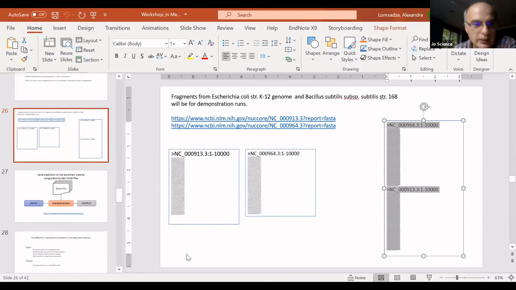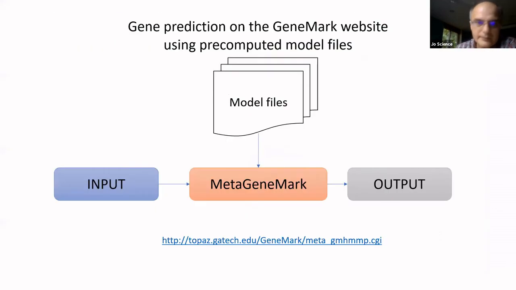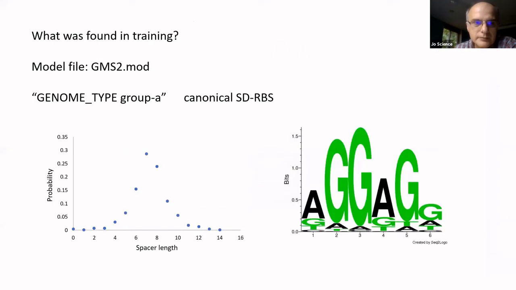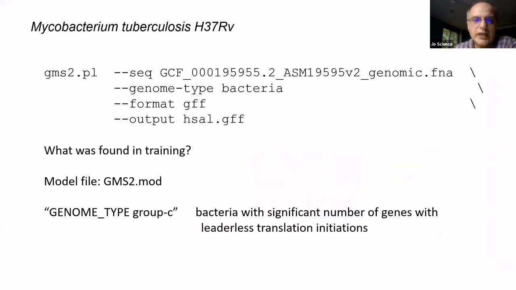Okay, let's take a look at another option. This time it's Mycobacterium tuberculosis. It's a different genome and an identical command line. Yeah, so name of the sequence, genome type bacteria, format, and we're running. The program again takes about 4 minutes. If we look inside the model file, it tells us this.